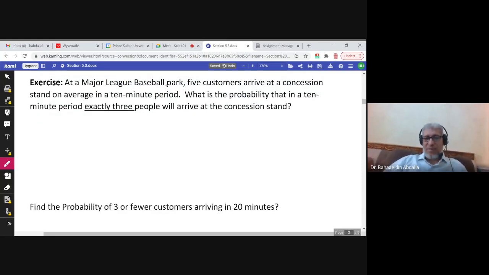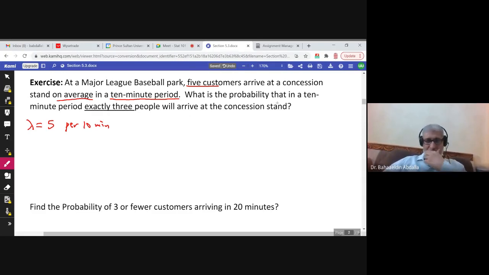At a Major League Baseball park, 5 customers arrive at a concession stand on average. So he will always give you the average per unit of time. So here, what is the average? 5 customers. What is the unit of time? 10-minute period. So this is lambda. Lambda is 5. The average is 5 in 10 minutes. So each 10 minutes, the average is 5. All right. So this is lambda.